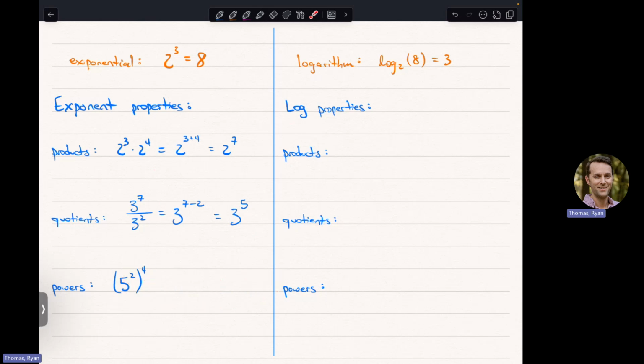Now again, the shortcut, or the quicker way to do that, is to just multiply these exponents. Really, you can think of this as doing this over and over again, but just like if we need to add the same thing over and over again, we multiply instead. The same thing's true here. So this becomes 5 to the 2 times 4, or 5 to the 8th.